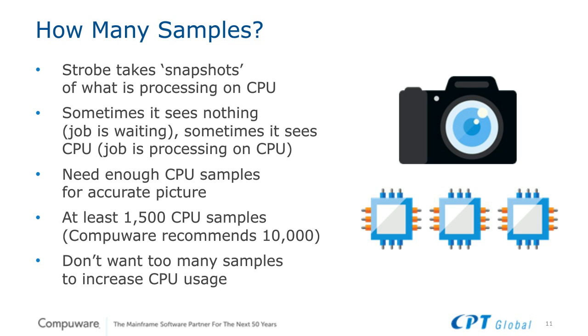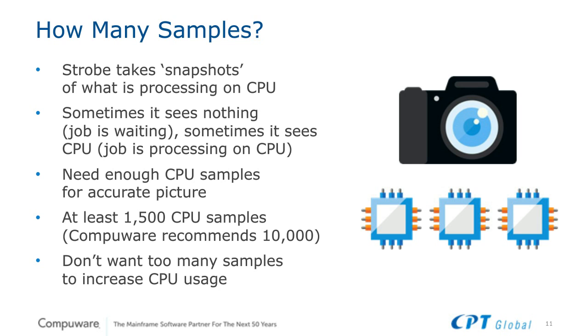And when you do collect 10,000 samples, the overhead is somewhere between 1 and 5 CPU seconds. And we do write that information to the sample data set. So we do have ways of figuring out how much CPU Strobe actually used. And we've actually taken a lot of the processing out of the measured address space and put it into the Strobe address spaces. So we're sometimes using even less than a CPU second to collect 10,000 samples.